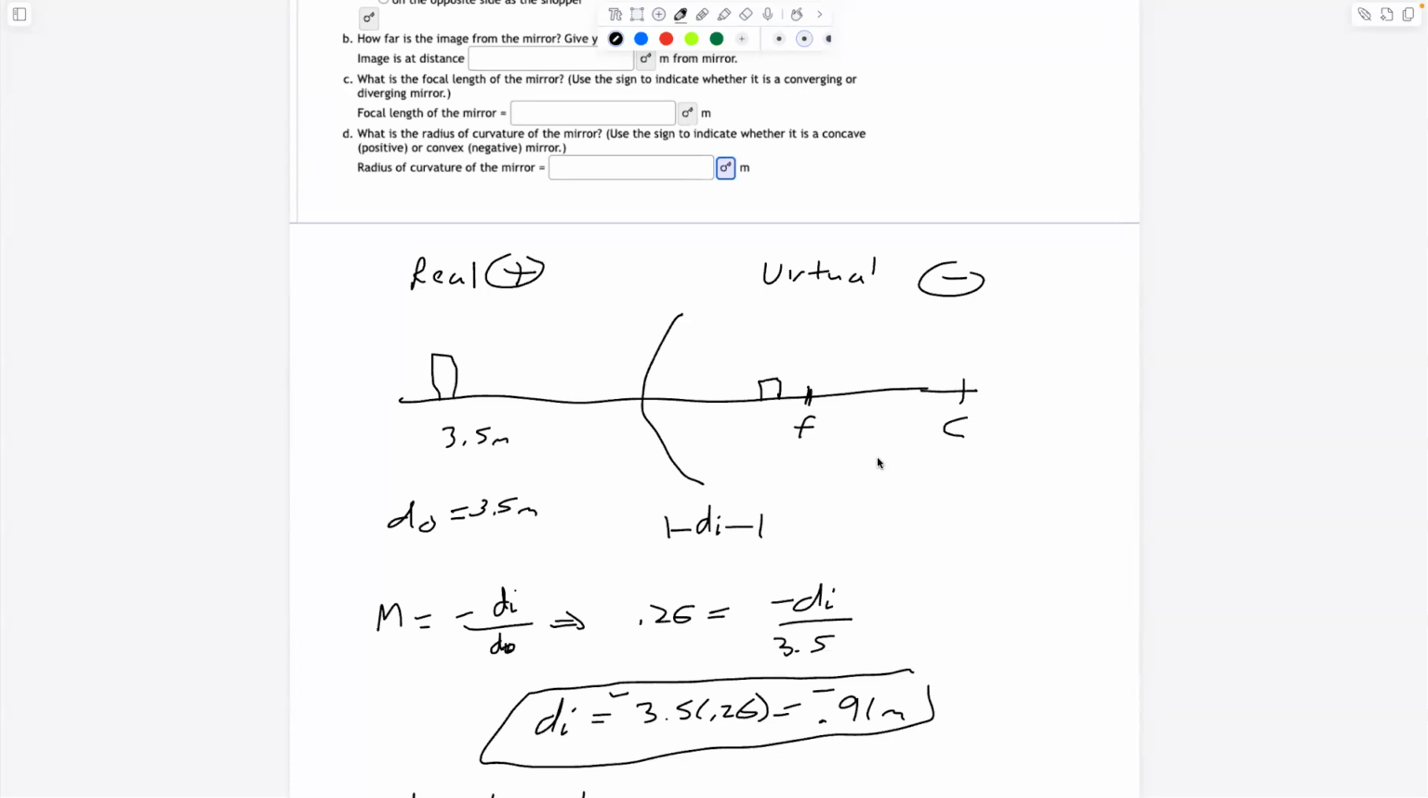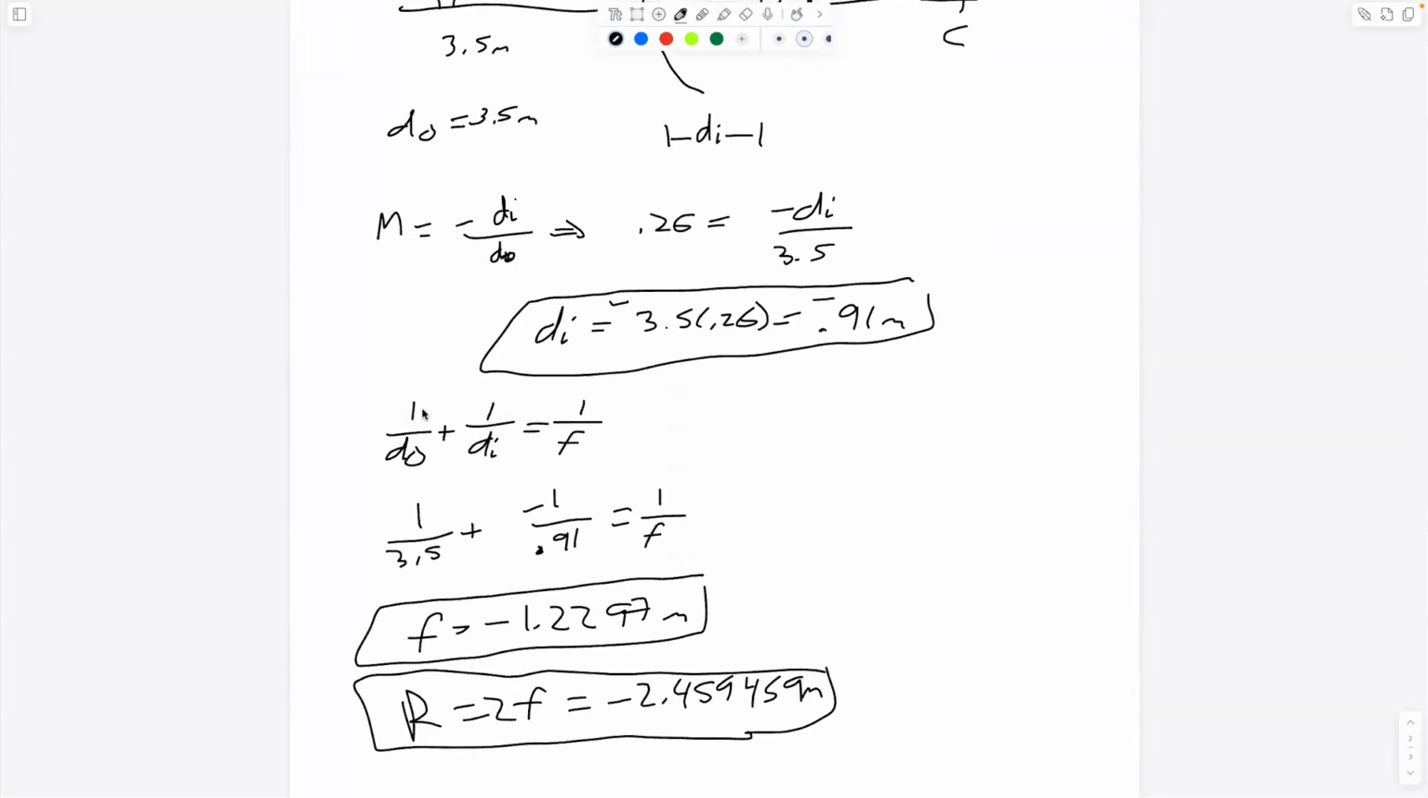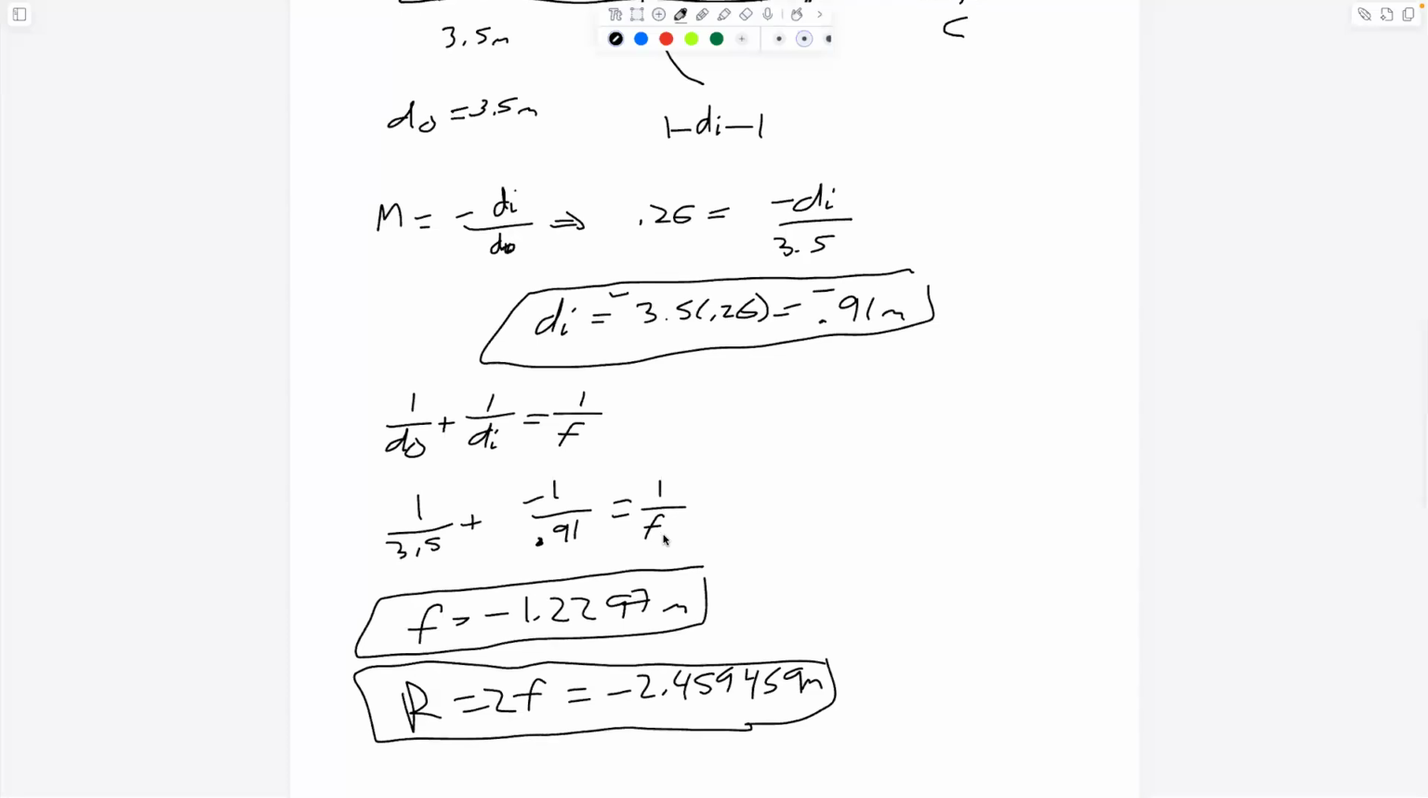Lenses are different. We're going to do lenses in different videos. The sign conventions for lenses are different. For mirrors, this is the positive distance side, this is the negative distance side. Okay, now we use the mirror equation to find F. So 1 over DO plus 1 over DI, remember DI was negative, will be 1 over F.